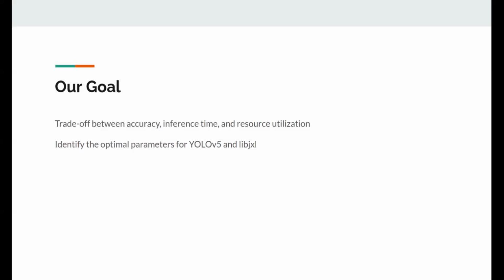Experiment and results. In the search and rescue system, we wish to find a trade-off between accuracy, inference time, and resource utilization. To identify the optimal parameters for our system, we conduct 3 experiments to benchmark YOLO v5 and libjxl.